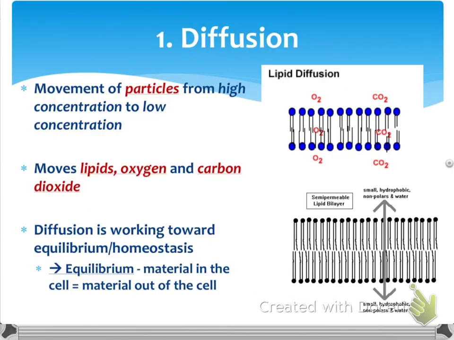The first one is diffusion. So this is the movement of particles from high concentration to low concentration. It's going to move lipids, oxygen, and carbon dioxide. So diffusion is working towards equilibrium or homeostasis, which you hopefully know. This is moving just through the membrane. So if you look at this diagram over here, there's nothing helping it. It's just floating in between the heads and tails of the cell membrane.